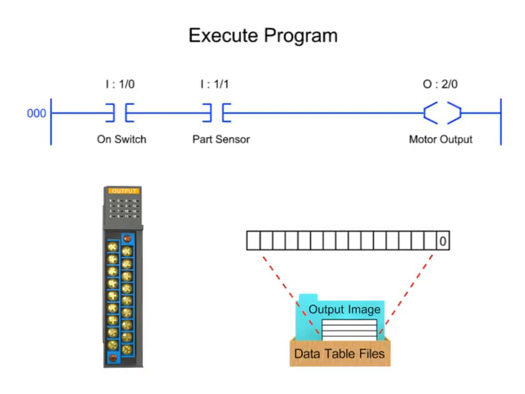In the next step of the scan cycle, the PLC executes the program one instruction at a time. The values of the output table are changed based on the status of the inputs.